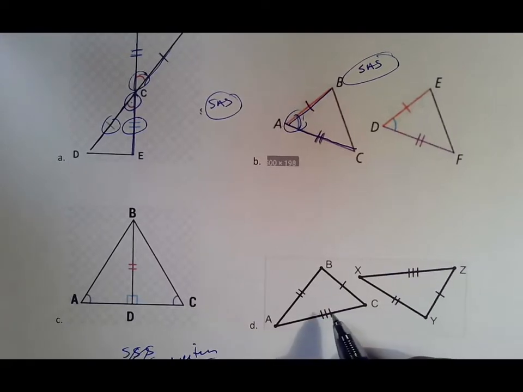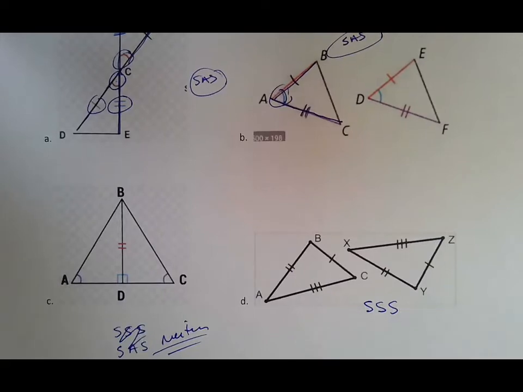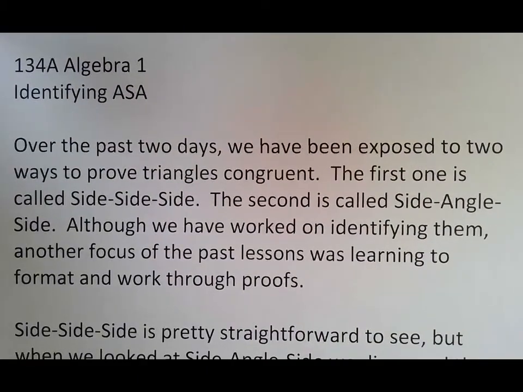And then of course, looking at this, you have all 3 sides marked, and so we hopefully understand that that would be side, side, side to wrap that up. So what we're here for today is pretty much to wrap up the 3 things that we're talking about here. Over the past 2 days, we've been exposed to 2 ways to prove triangles congruent. The first one's called side, side, side. The second one's called side, angle, side.